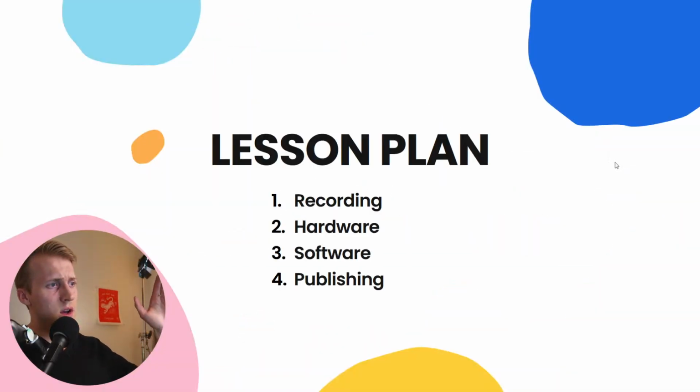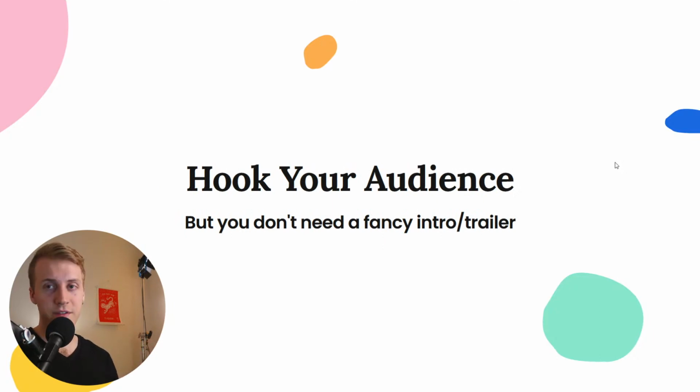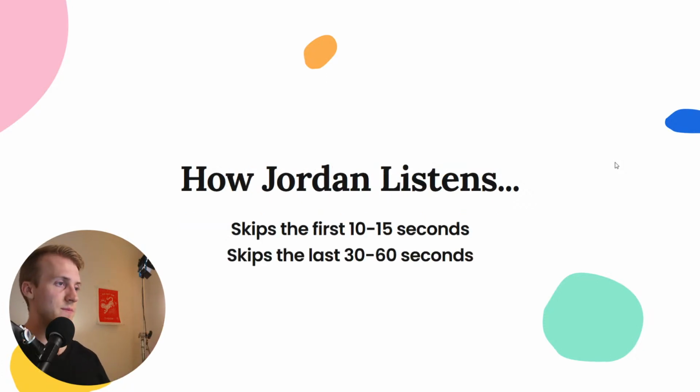So, when we're recording our episode, avoid the aimless conversations until a little bit further into the conversation. Unless that is the theme of the podcast, like coffee with Jordan, where I just randomly talk about things. If it's not the theme, then it needs to be tight and punchy, and you need to present a clear objective. If you are teaching something, get to the point. Hook your audience. You don't need a fancy intro, a fancy trailer, fancy music, or highly produced voiceover. You don't need any of that.